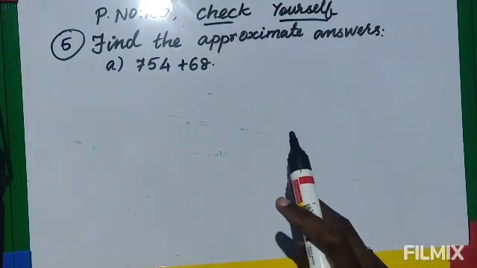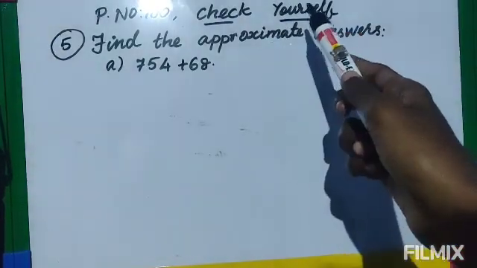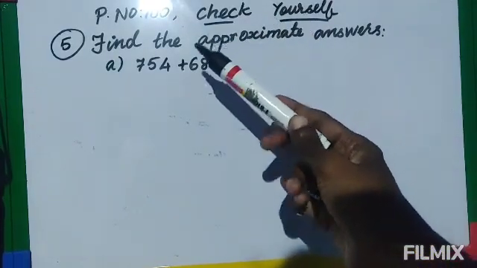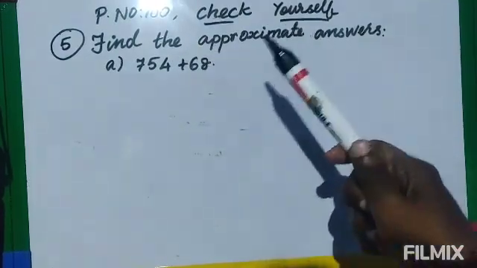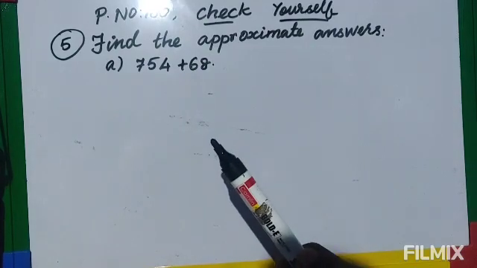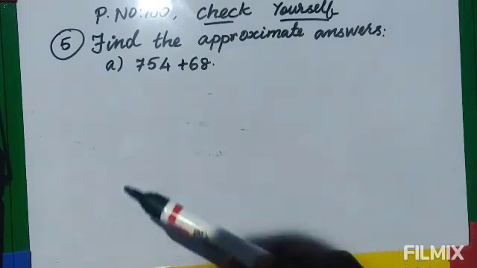Some of you have done it wrong, so I am explaining again. This is from the previous lesson, addition, the end of the lesson that you have checked yourself, on page number 100. In that fifth sum, find the approximate answers. Here you had made a mistake. 2-3% had made a mistake, so I am giving you the answer now.